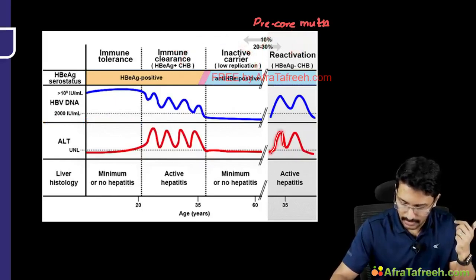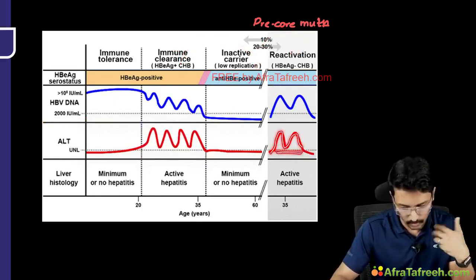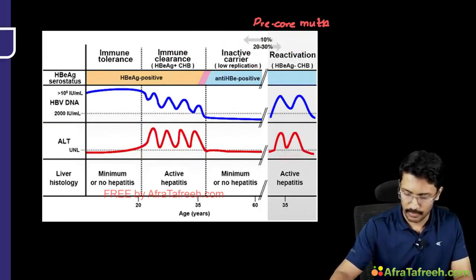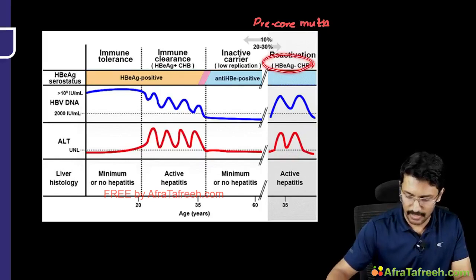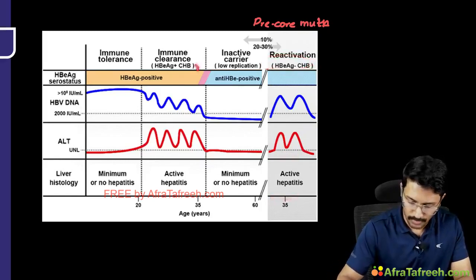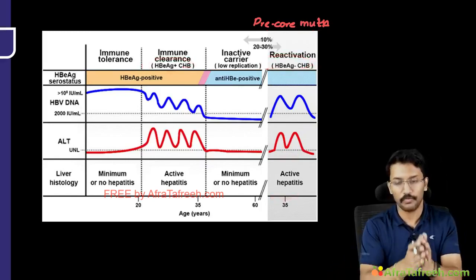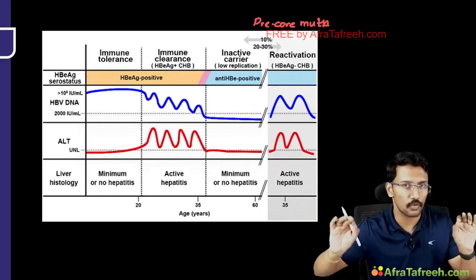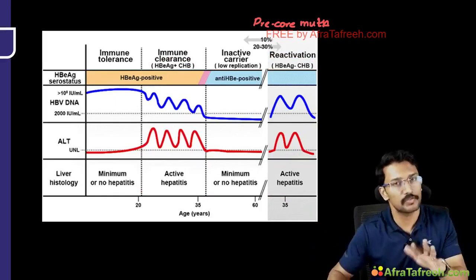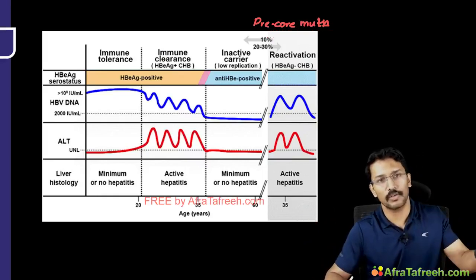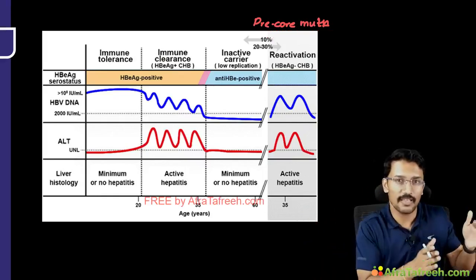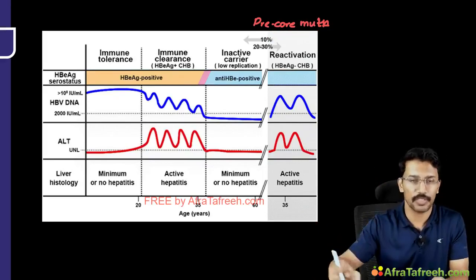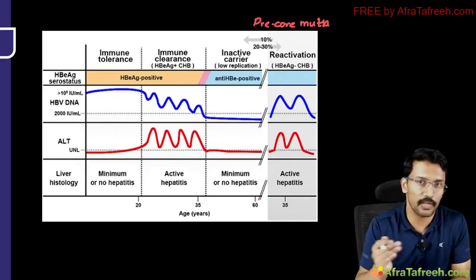But ALT will start going up because the immune response also starts damaging your hepatocytes. So this is what we call either HBeAg negative chronic hepatitis B or HBeAg positive chronic hepatitis B. So the fate of an inactive carrier is not that he will remain an inactive carrier throughout his life. Many patients will remain inactive carriers. Some of them will switch back to HBeAg positive chronic hepatitis B. Some of them will develop a pre-core mutation and become HBeAg negative chronic hepatitis B.